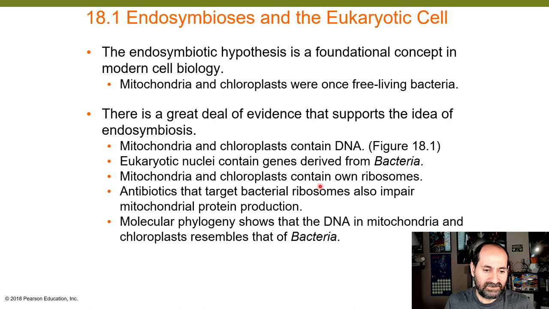Mitochondria and chloroplasts contain their own ribosomes, and these ribosomes, again, antibiotics that target bacterial ribosomes also impair mitochondrial protein production, whereas they don't have an effect on human ribosomes in our cytoplasm or at our rough ER. Molecular phylogeny shows that DNA in mitochondria and chloroplasts resembles that of bacteria. I did mention that.